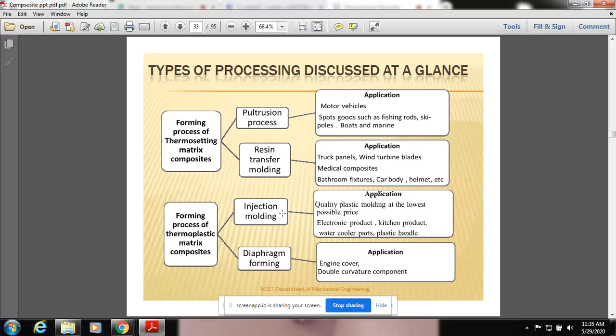Just now we discussed injection molding. Injection molding can be used for electric products, kitchen products, water cooler products. As I showed, kids' toys and the plastic chairs we use in our households are also manufactured by means of injection molding.